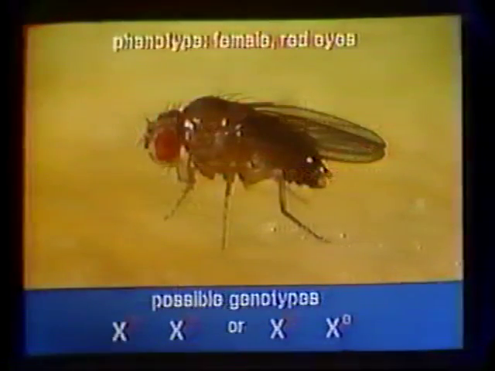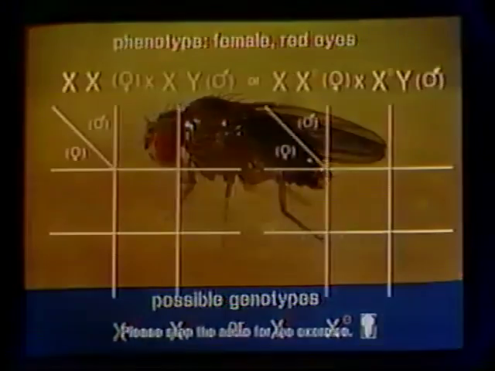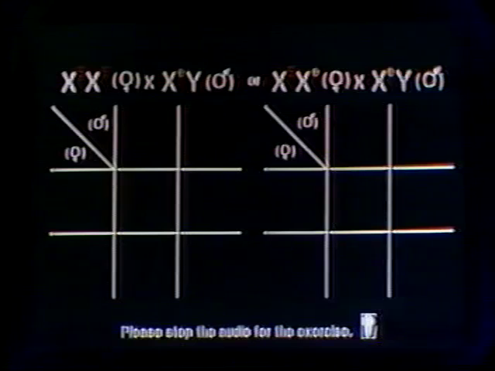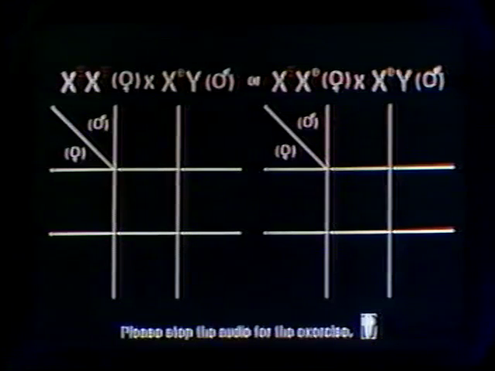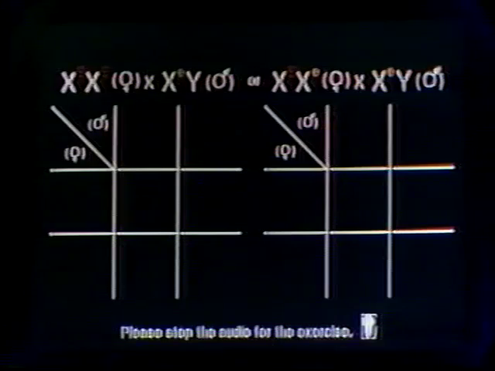Here is one final problem to try. Suppose you have a red-eyed female, but you do not know her genotype. The 2 possible genotypes are either 2 dominant genes for eye color or 1 dominant and 1 recessive. To find out her genotype, she could be mated with a white-eyed male. Fill out these 2 diagrams to arrive at the 2 alternative results. Please stop the audio if you wish to do the exercise.